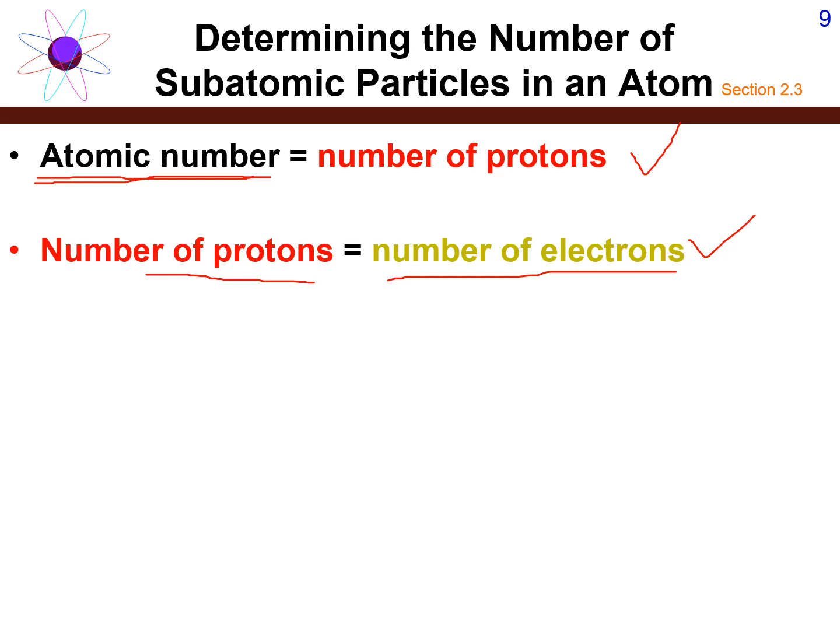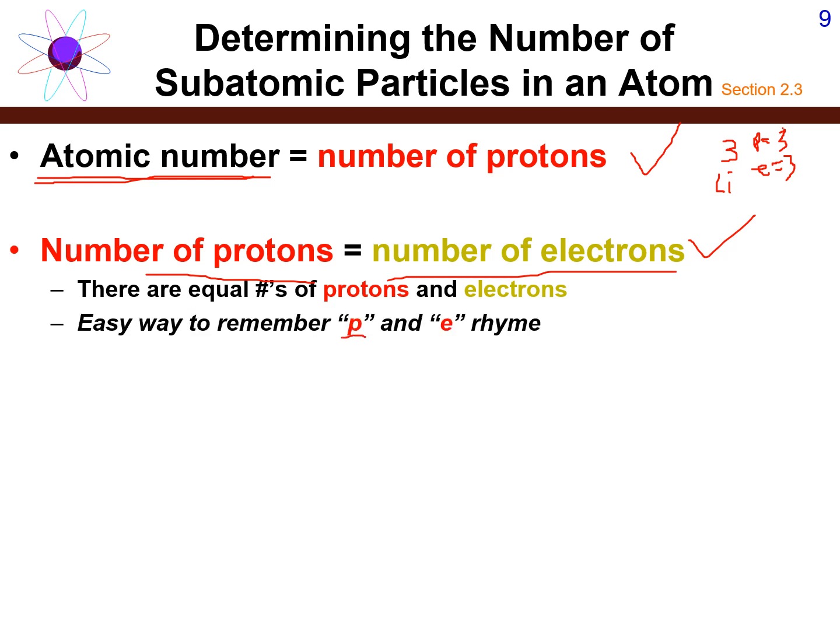So if you look at the periodic table and you're looking at lithium and you see that the number at the top, the atomic number, is 3, you have figured out the number of protons, which is 3. But you've also figured out the number of electrons, which is 3, because those are equal. All right, one way to remember this is that P and E rhyme, and so just remember the two that rhyme are the ones that are equal.